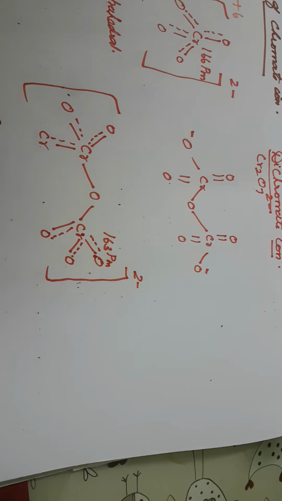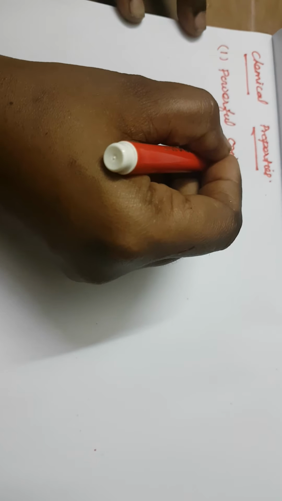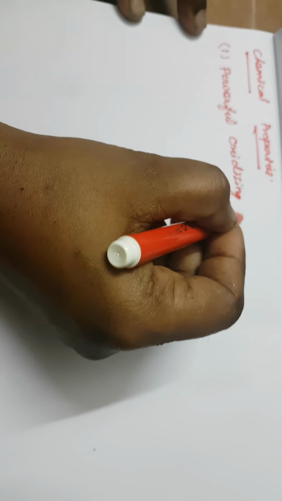Next we are going to see the chemical properties. What are the chemical properties of potassium dichromate? First one is a powerful oxidizing agent. The first chemical property: potassium dichromate is a powerful oxidizing agent.